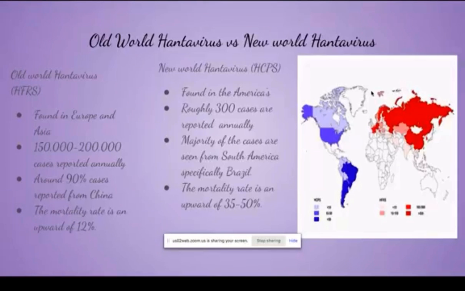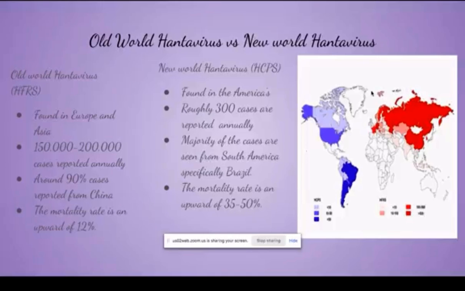So the Old World hantavirus is primarily found in Europe and Asia. Annually, 150,000 to 200,000 cases are reported, from which 90% of the cases come from China. There is a mortality rate of up to 12% of deaths associated with this virus, whereas the New World hantavirus is found in the Americas.